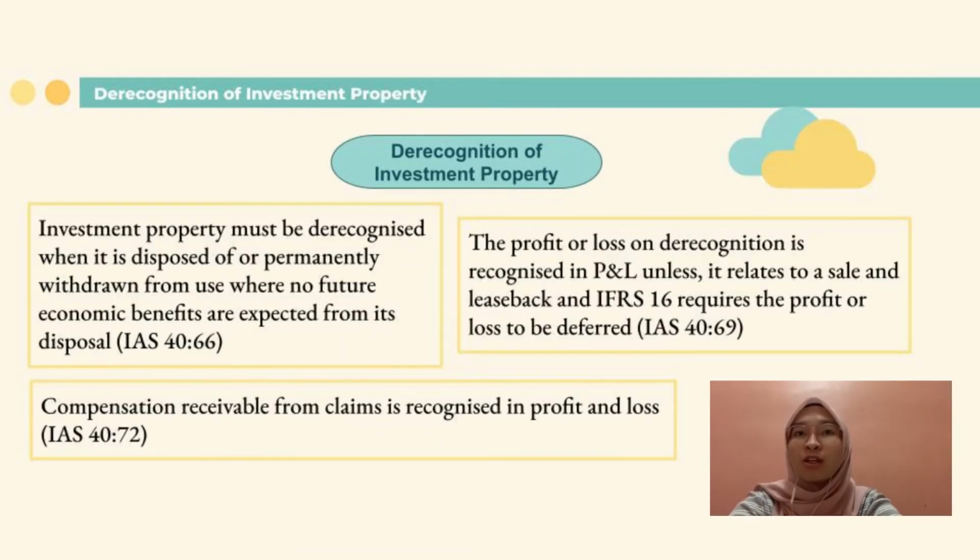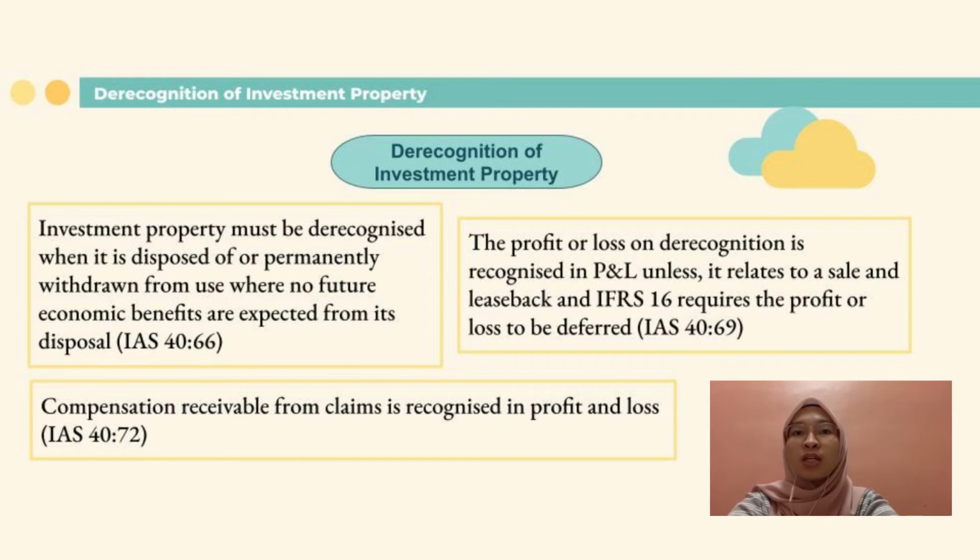We are moving to the de-recognition of investment property. As you can see in the slide, investment property must be derecognized when it is disposed of or permanently withdrawn from use where no future economic benefits are expected from its disposal. This is from IAS 40 para 66, and IAS 40 para 69 states that the profit or loss on de-recognition is recognized in P&L unless it relates to a sale and leaseback, and IFRS 16 requires the profit or loss to be deferred.